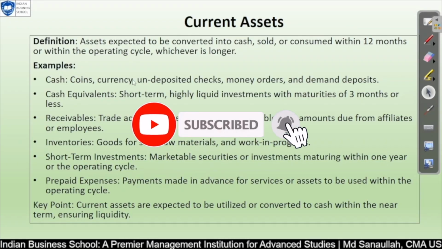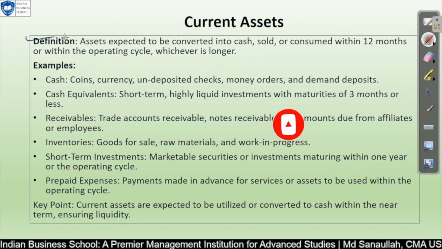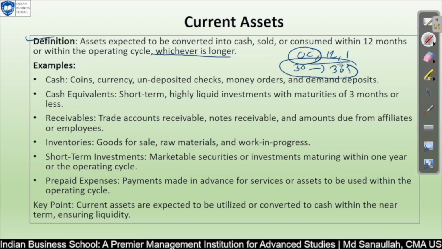So now we will deep dive into current asset. We'll get more clarification with regard to the definition. We have understood about operating cycle and 12 months or 1 year. Now it is saying whichever is longer. Operating cycle may be 30 days, as in the last example, while the year is completed within 365 days. So current asset will be considered by whichever is longer. So this is the longer. Normally that is why 12 months is considered for a current asset.